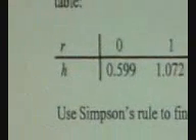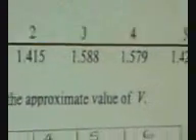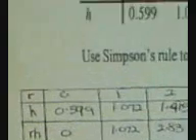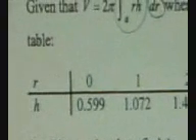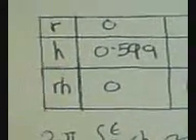This is an example. Given that V equals 2 pi times the integral of r h dr, where the values of r and h are given in the following table. So this is the table. Use Simpson's rule to find the approximate value of V. In order to find that, you have to find rh. So you have to create a table with rh.